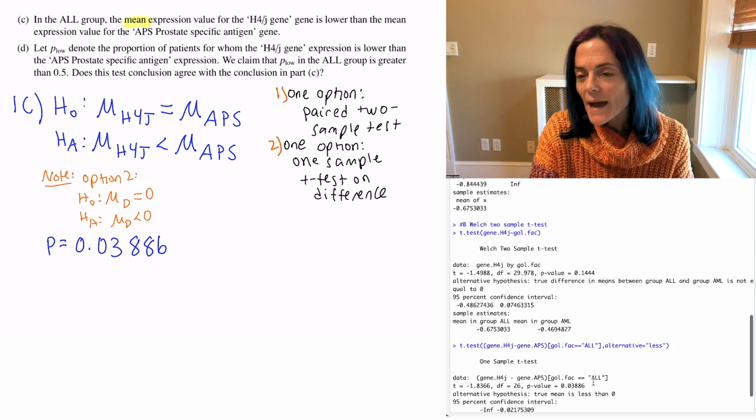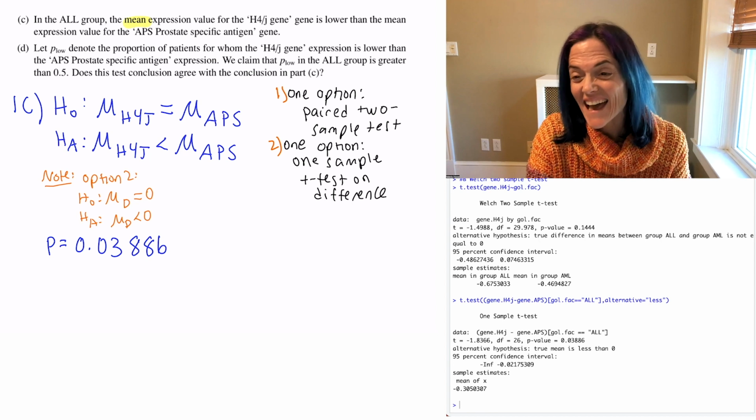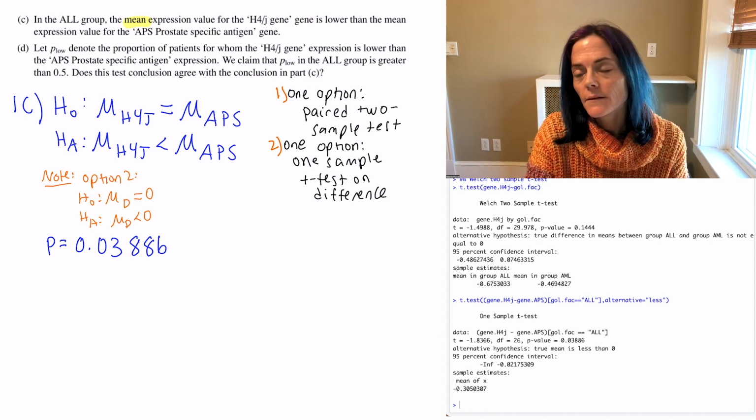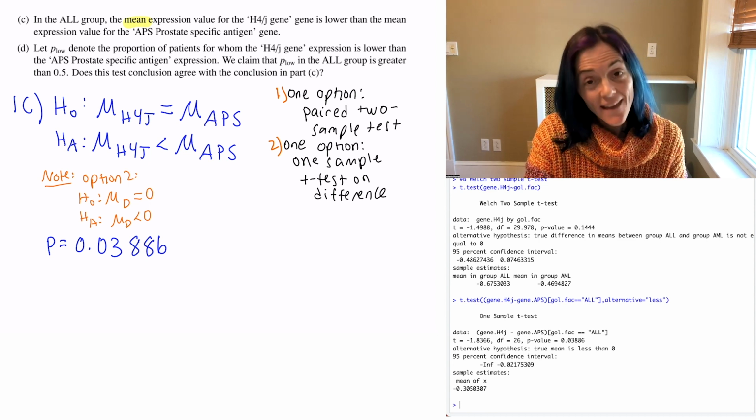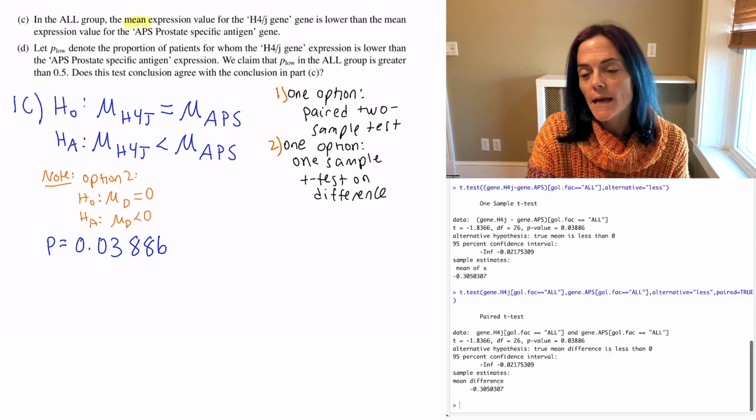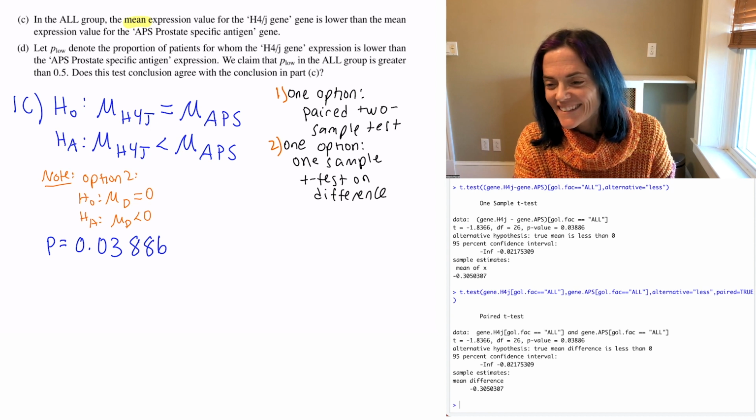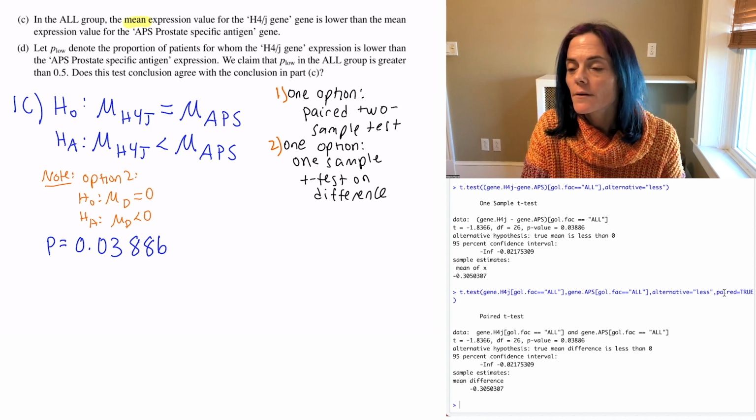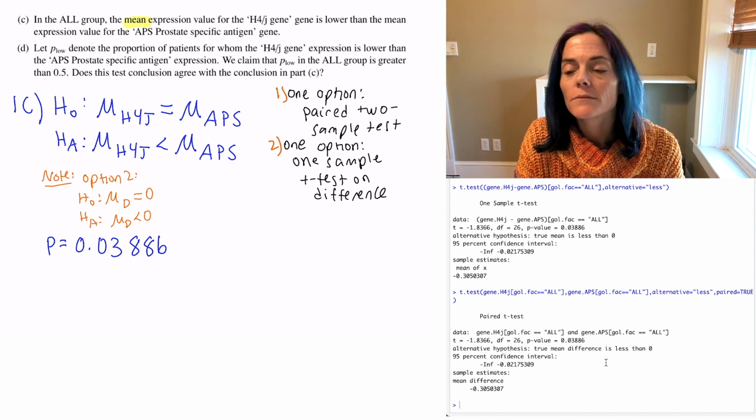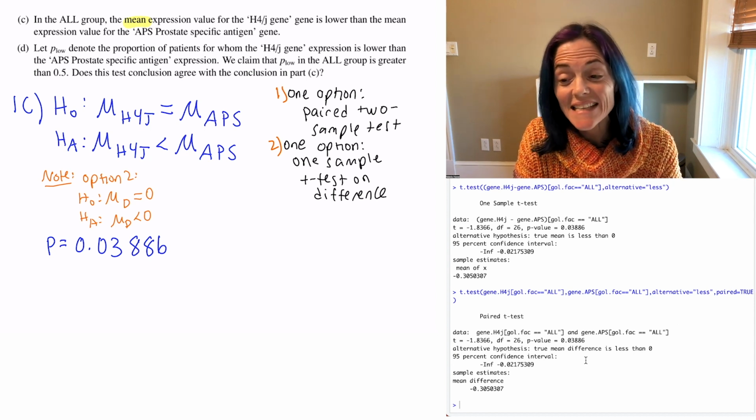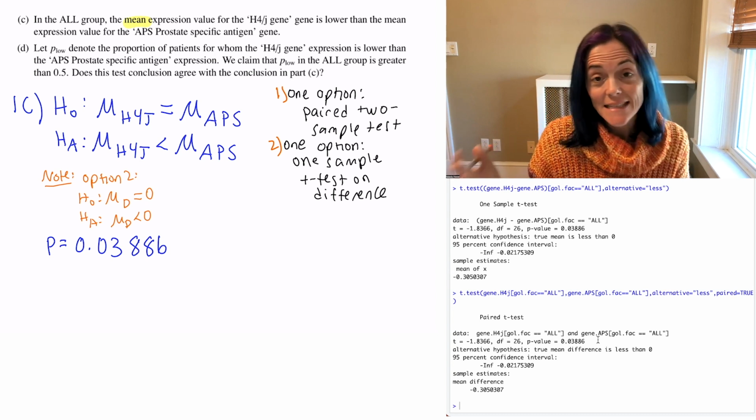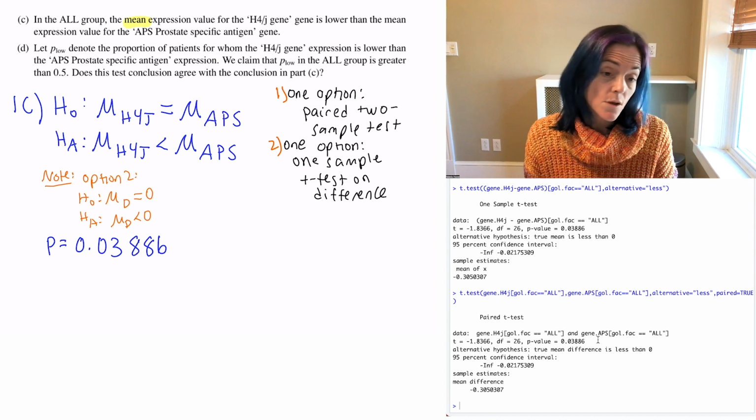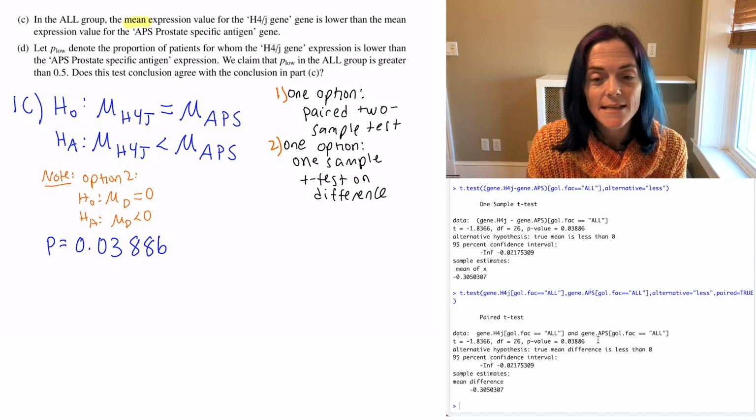Well, what about if we did option 1, where I ran a paired two-sample t-test? So what I have done here is entered paired equals true. Now, you notice we get the exact same p-value. In fact, it's the exact same test. This is something we discussed in our lecture video. So I will just leave my p-value as is.